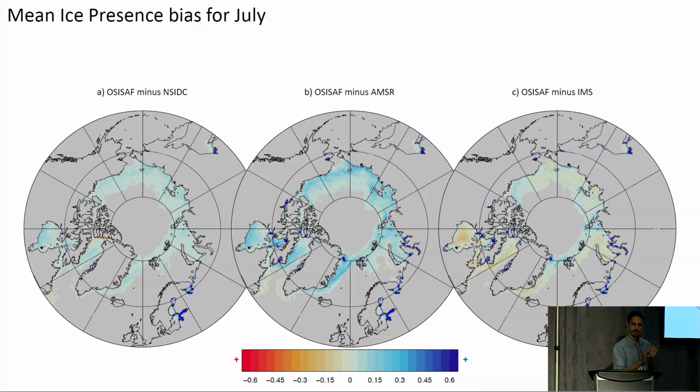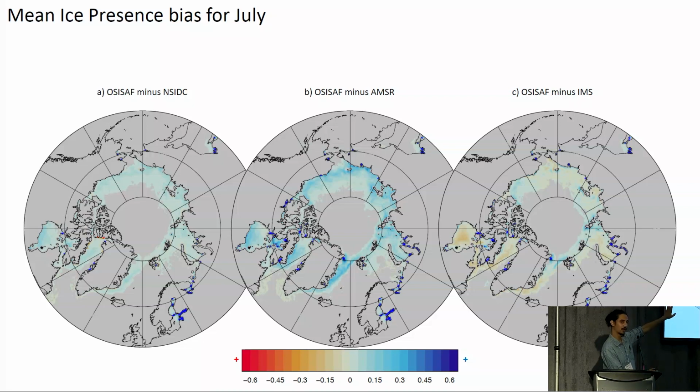So we decided to look at the ice presence bias, and here we're looking at the mean bias for July in the northern hemisphere. We see that, compared against NSIDC, AMSR and IMS, OCSAF has a positive bias throughout. And remember how I pointed out the Gulf of Finland earlier? You see that compared to all the observational data sets, there is a very strong positive bias.